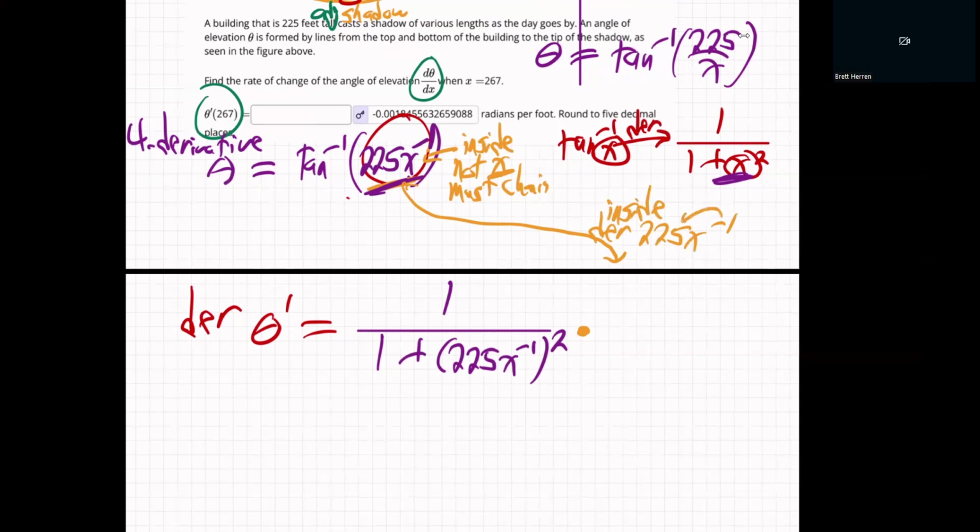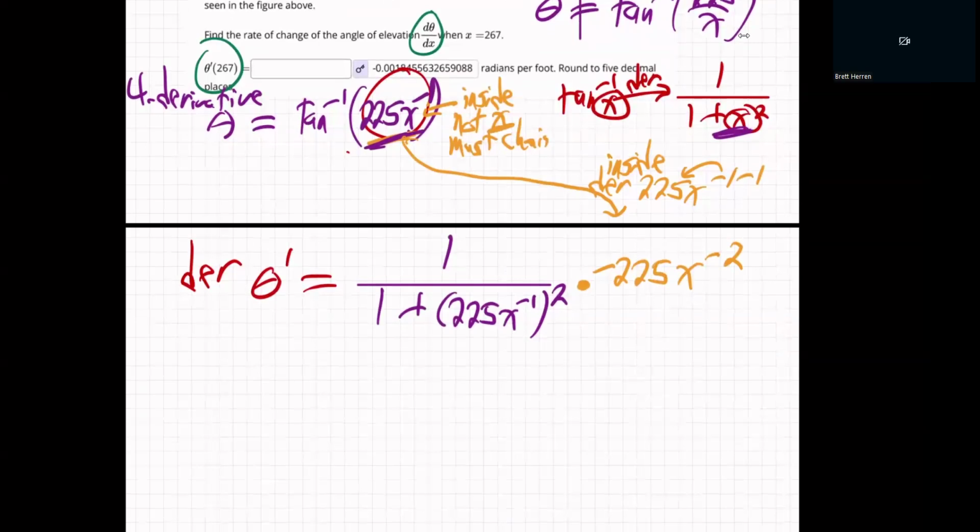Well, how do you do that? That's easy. Let the minus 1 come down here. This will be minus 225. Subtract 1 for the power. X to the minus 2. Way better than doing the quotient rule, which a fraction requires. So I rewrite it so it's not a fraction, make life easier. There's the derivative.